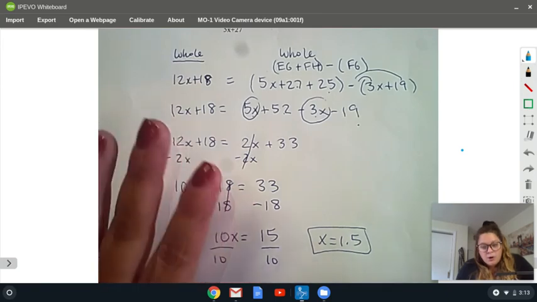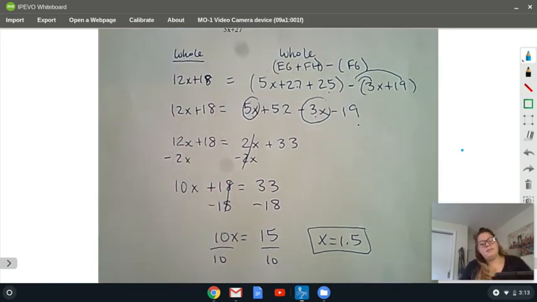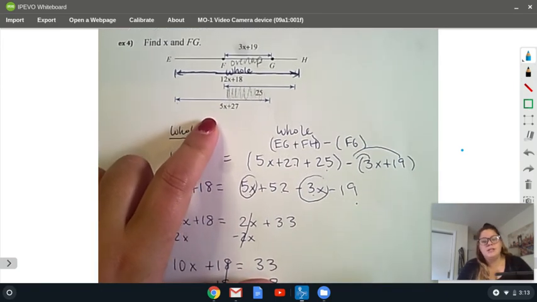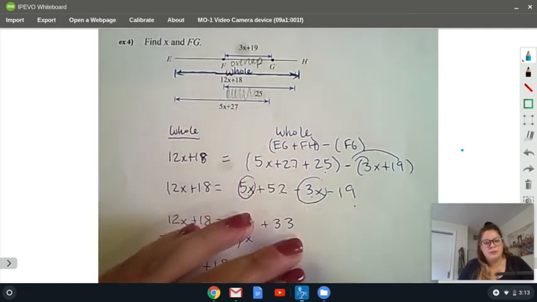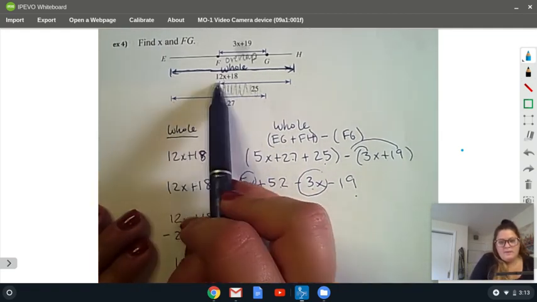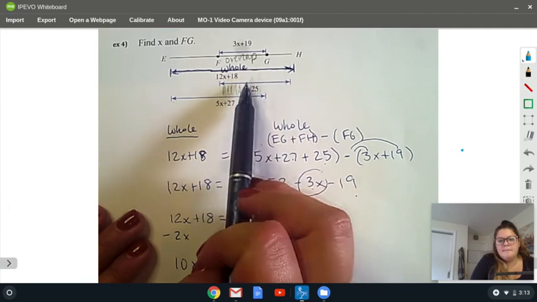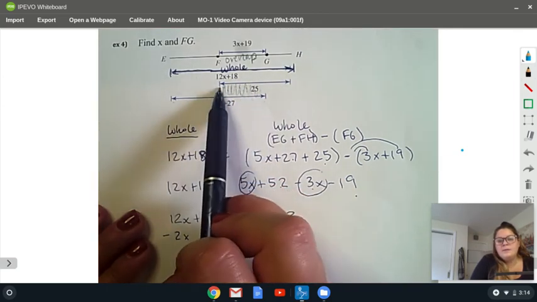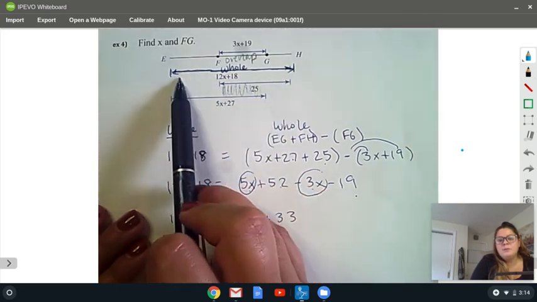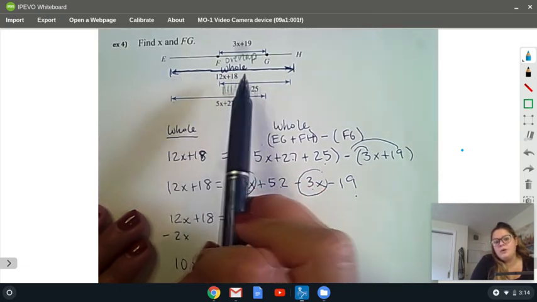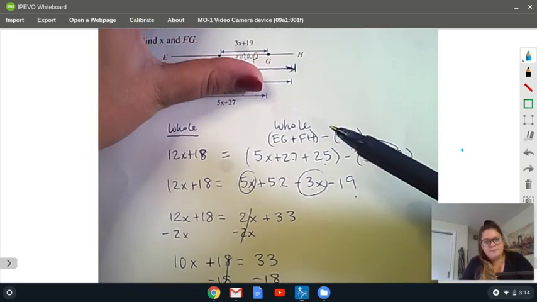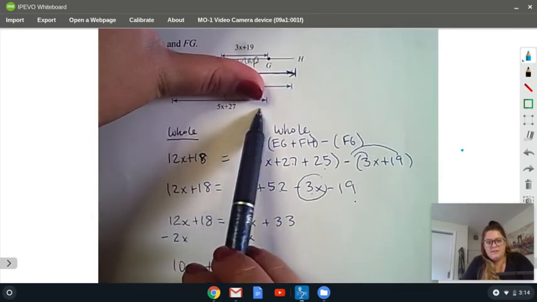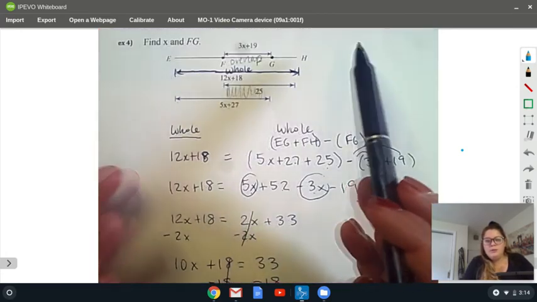This is a lot of work, and it's a lot of visual representation here, and you really have to be able to see this visually, that this is the same as this whole piece minus the overlap. So all I did was say, I know this segment plus this segment is equal to this one if I just take away the part that they overlap. So if this wasn't here, they'd be the same. I'd have this plus this, which would give me a whole.